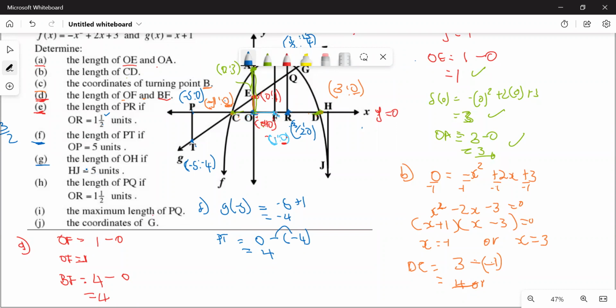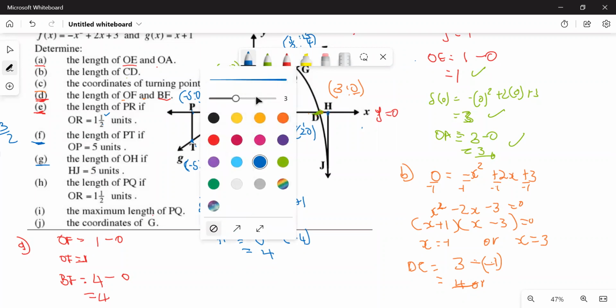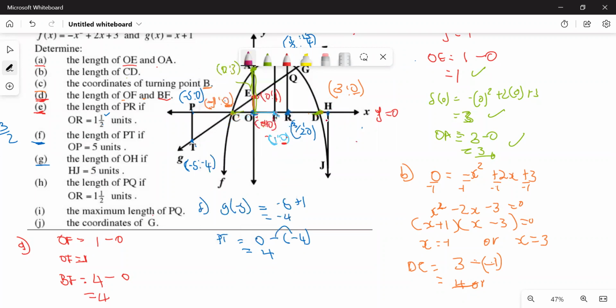They are saying the length of OH, from here to here. From O to H, they told us we have 5, which goes with 0. And then they want to know HJ. They say the length of OH. When you should determine the length of OH, you are supposed to determine it if you are told HJ.